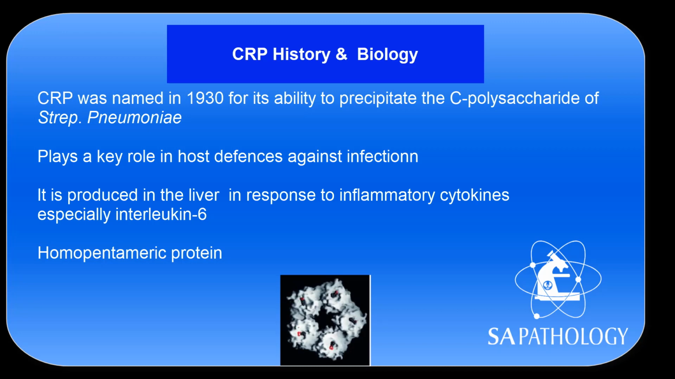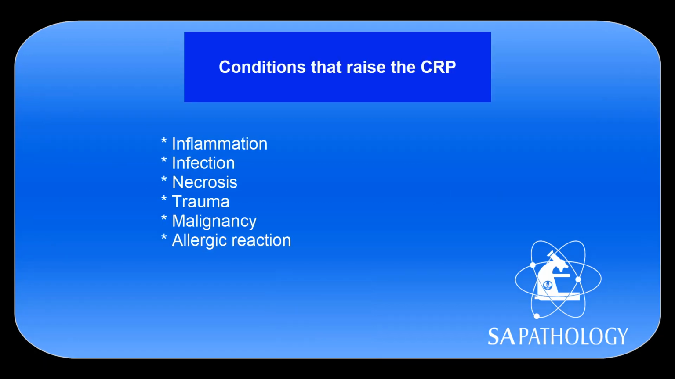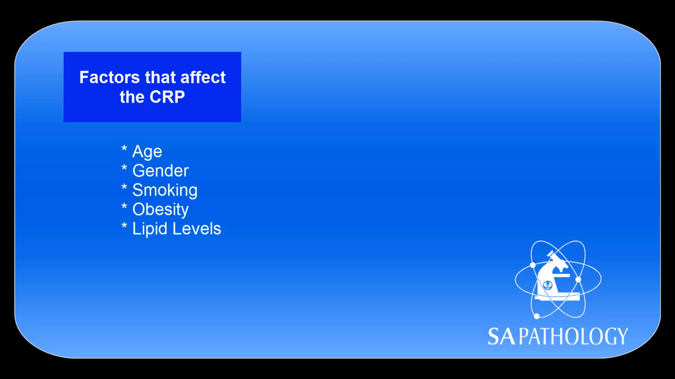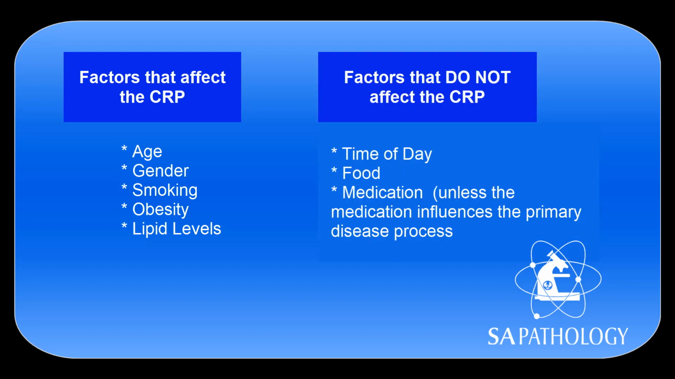It is produced in the liver in response to inflammatory cytokines, especially interleukin-6. Increased levels are seen in inflammatory conditions. Conditions that raise the CRP include inflammation, infection, necrosis, trauma, malignancy, allergic reaction. Baseline levels can be affected by several factors including age, gender, smoking, obesity, and lipid levels. It is not affected by the time of day, food, or medication, unless the medication influences the primary disease process.